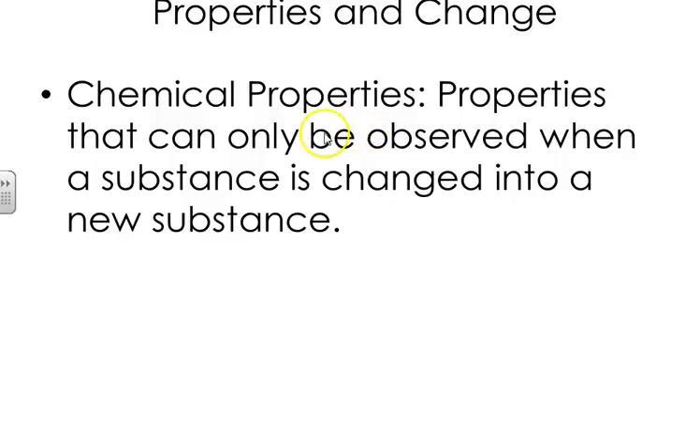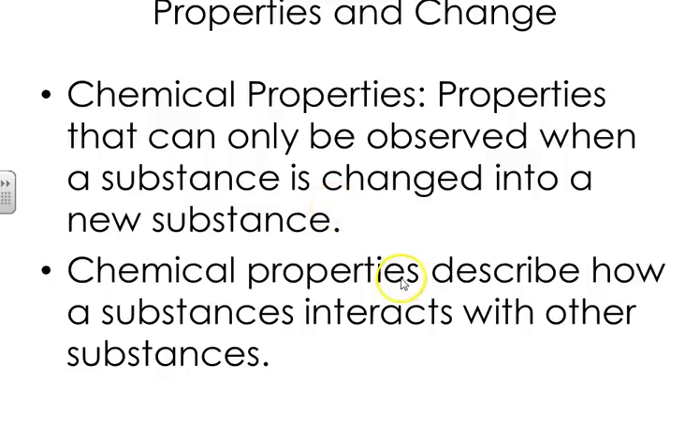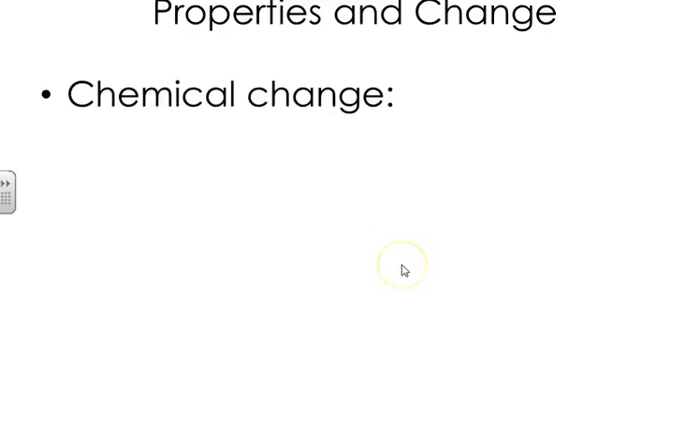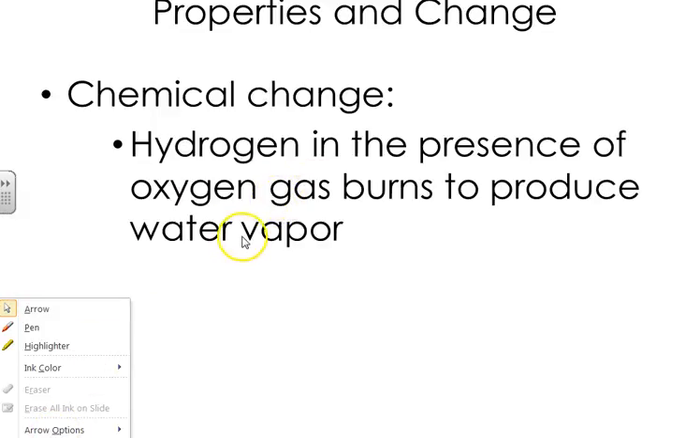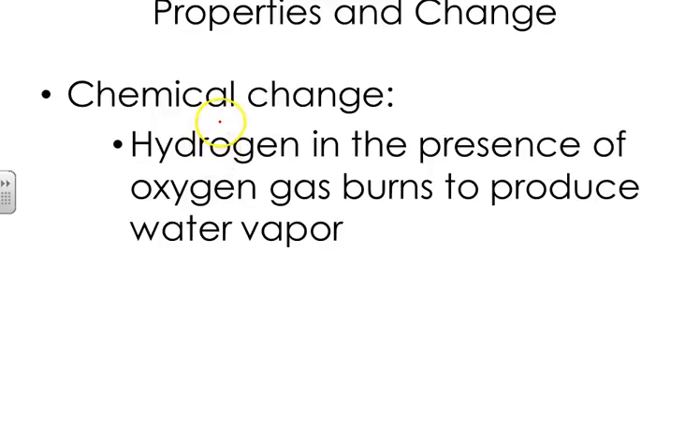Chemical properties, on the other hand, are properties that you can only see when you change one substance into another substance. So chemical properties describe how a substance is going to interact with other substances. As an example, hydrogen in the presence of oxygen gas with a spark burns to produce water vapor. Hydrogen is different from oxygen, which is different from water. So substance 1, substance 2, substance 3. These two, hydrogen and oxygen, have united to form water vapor, which is H2O, a compound.